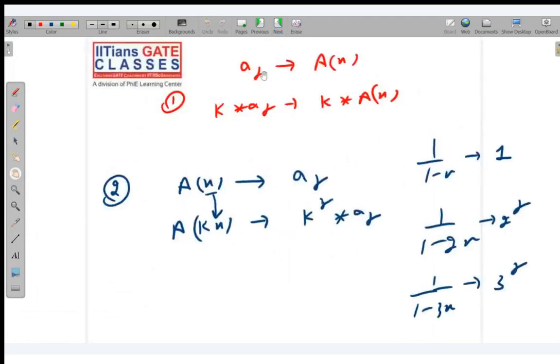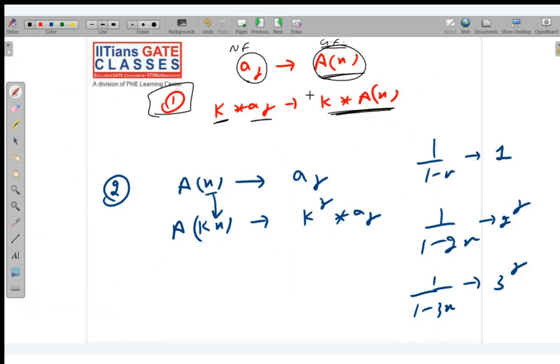So now we will study the property. When a_r is the numeric function, and A(x) is the generating function, this is the numeric function and this is the generating function. When the numeric function is multiplied by k, that was the first property which we have studied, the generating function was also multiplied by k only. That means k into A(x).